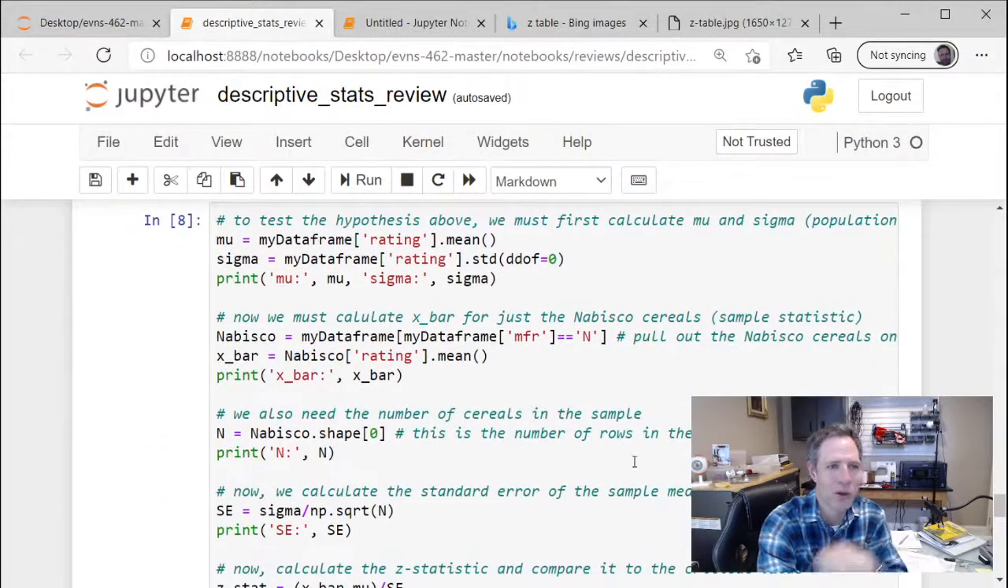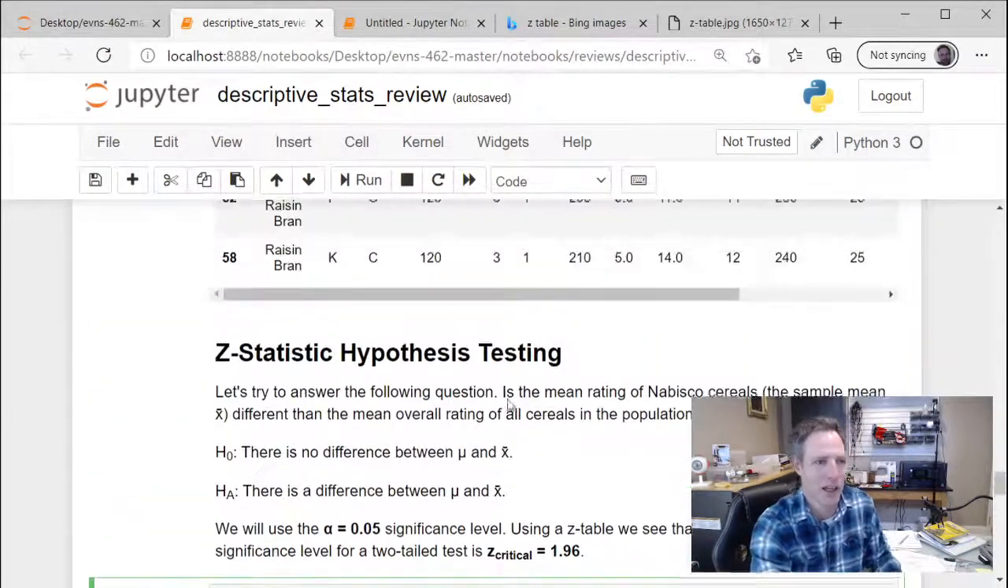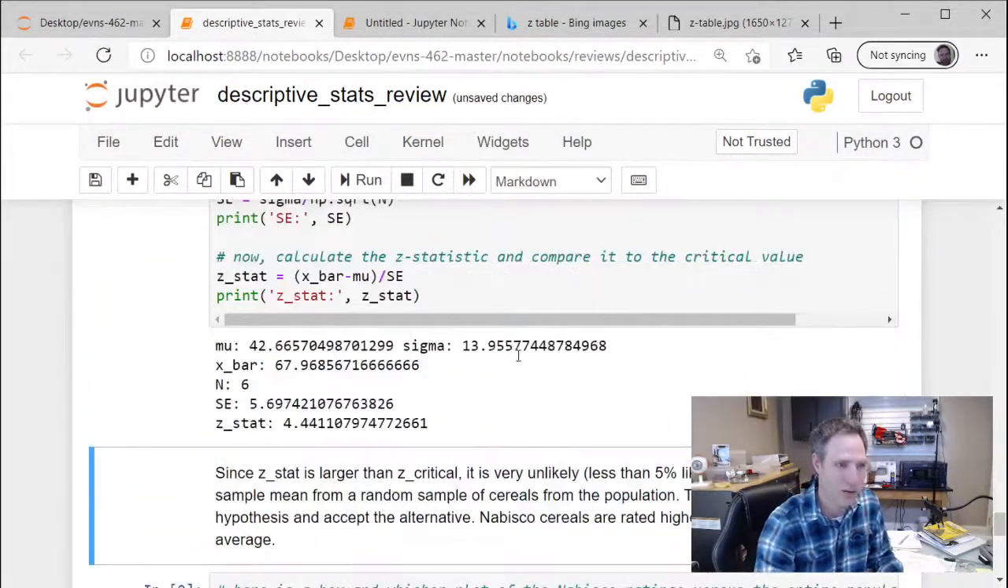So I'm going through the process here of actually calculating some stuff. Let's see if this cell runs for me. Yes.